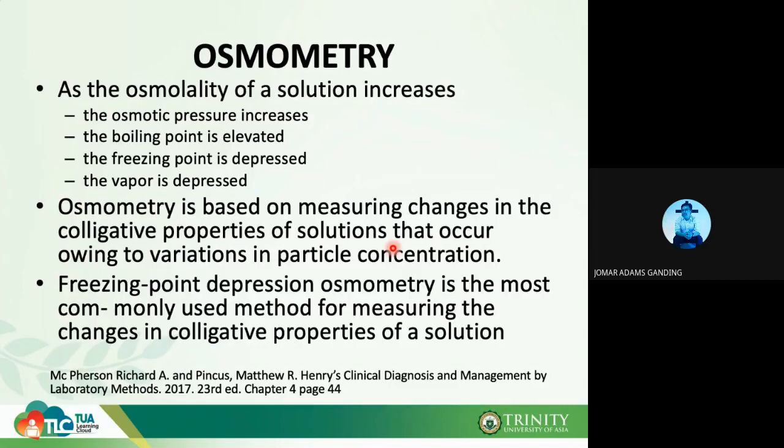It will increase its osmolality, okay? And you would also realize that water with those impurities would take a longer time or higher temperature before it boils, and a lower temperature, lower than 0 degrees Celsius, before it freezes. So the point is, the more of those particles there are, the higher the osmolality will be, and so the changes in the colligative property will also happen. Okay? So, is that clear, chat box? Are we clear with osmometry? Okay, thank you so much.